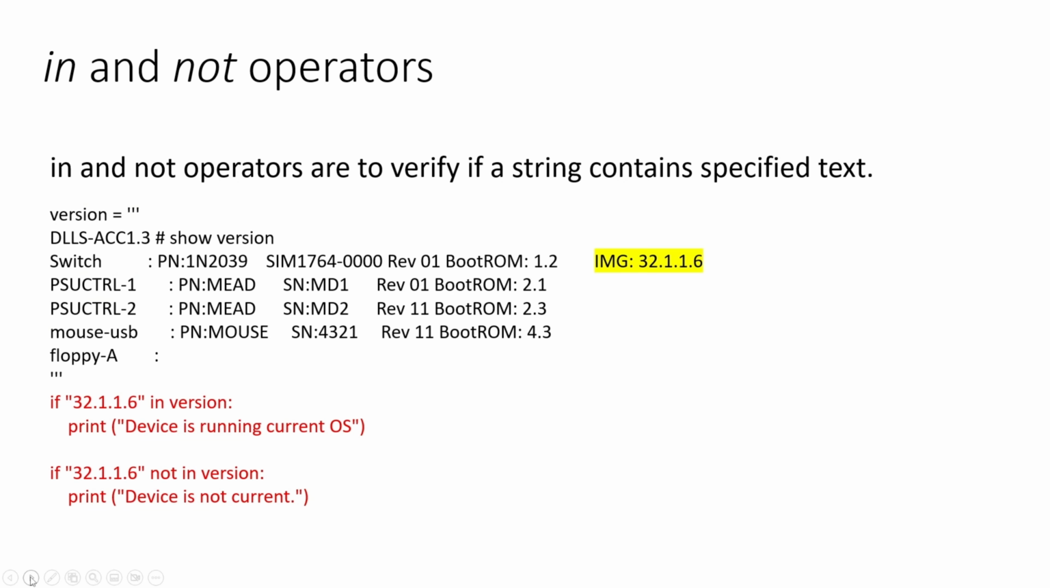The in and not operators. The in and not operators can be used to verify if a string contains specific text. In this example, we're going to use it to search if a multi-line string contains certain text.